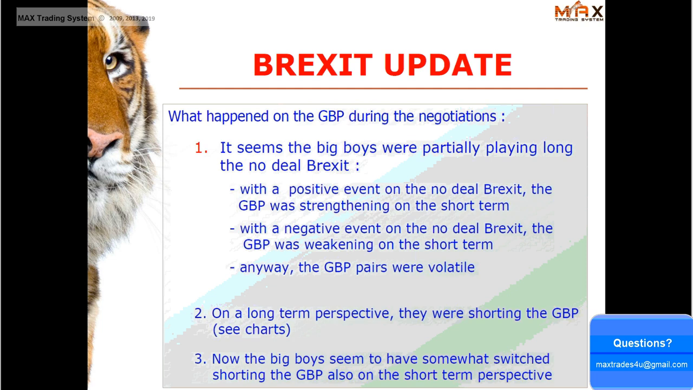In any time frame, you can observe the 5-minute time frame, you can also observe the daily time frame. The pound pairs during these 3 years have been essentially volatile. Some time frames were even extremely challenging, if not difficult to trade. For example, the daily time frame was difficult to trade with the pound pairs. However, on a long perspective, they were shorting the pound.